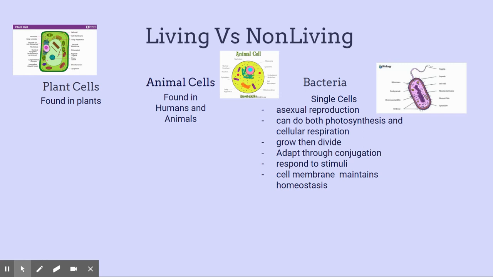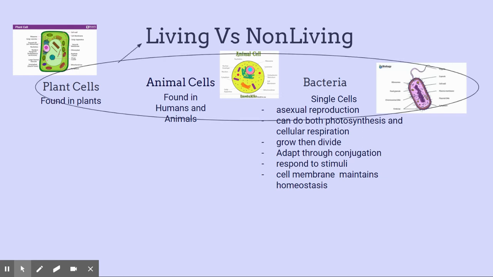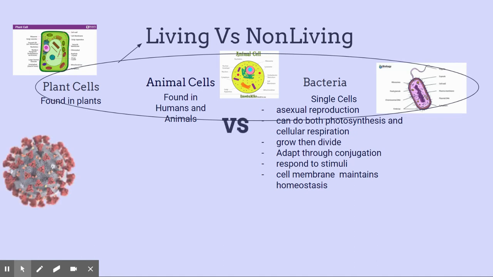And then the other part is they have a cell membrane that maintains homeostasis, which is really important when we talk about cell membranes. I'm going to talk a little bit more about bacteria. So here's our living category. Now, we're going to contrast this with non-living, okay? So there's living. Let's talk about non-living.